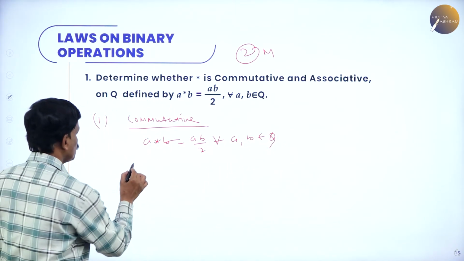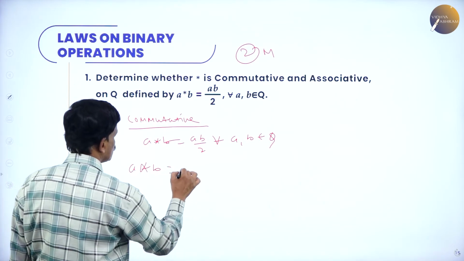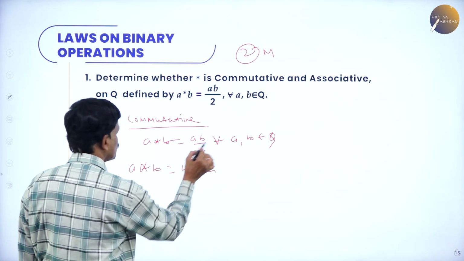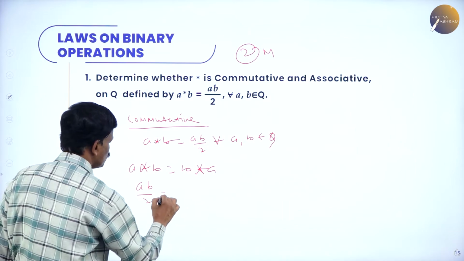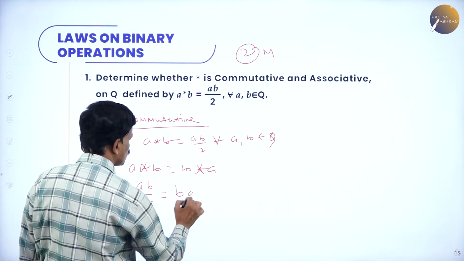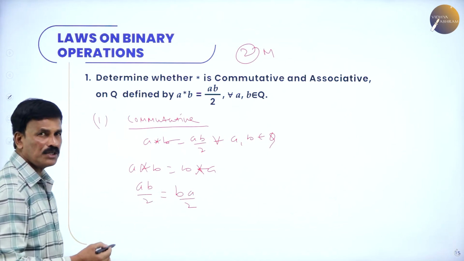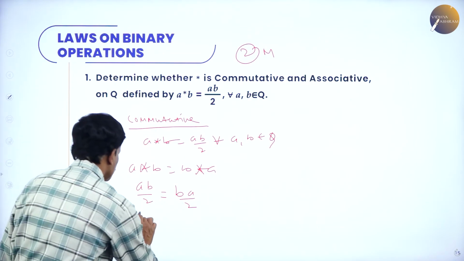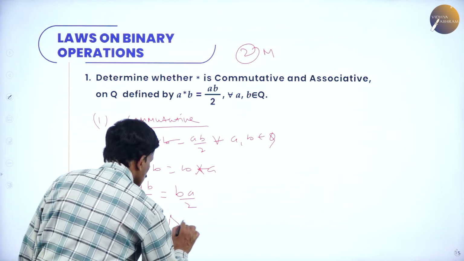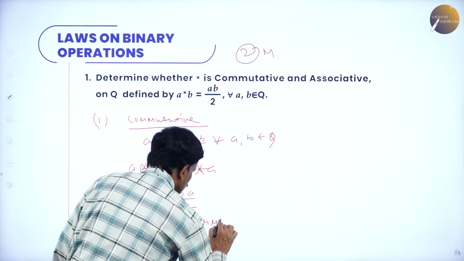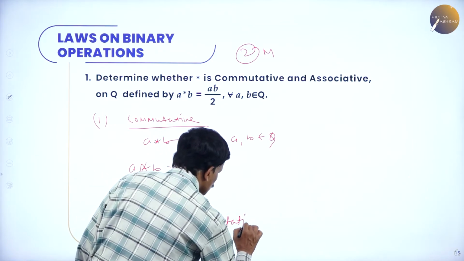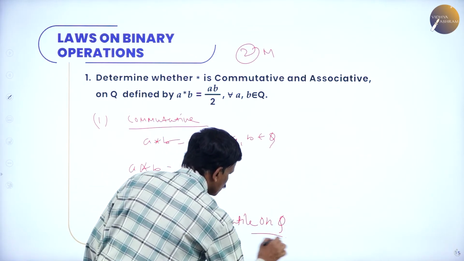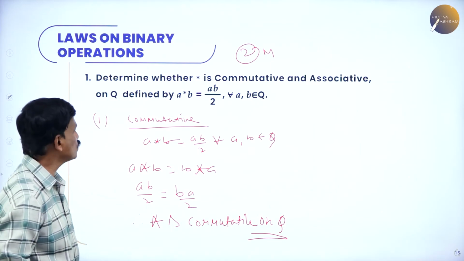A star B is equal to AB by 2 for all A, B belongs to Q. Now, what is commutative property? A star B is equal to B star A. If A star B is equal to AB by 2, then B star A can also be written as BA by 2. AB by 2 is equal to BA by 2. Therefore, star is commutative on Q. That's it.